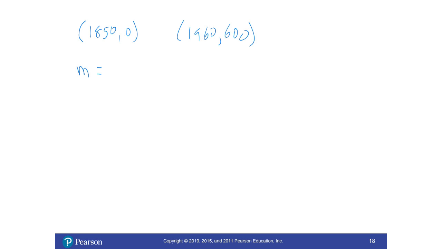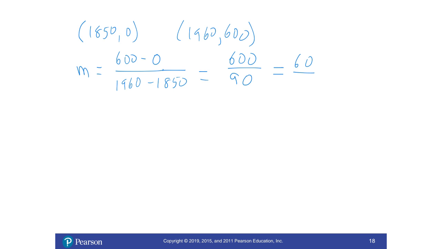So the slope of our line is going to be change in the dependent variable, so 600 minus 0, divided by 1960 minus 1850. So 600 minus 0 is just 600. 1960 minus 1850, that's 90. So this is 60 over 9 by just canceling out these zeros. Let's see how far we can go in our head. Cancel out a 3 everywhere, and we'll have 20 over 3.